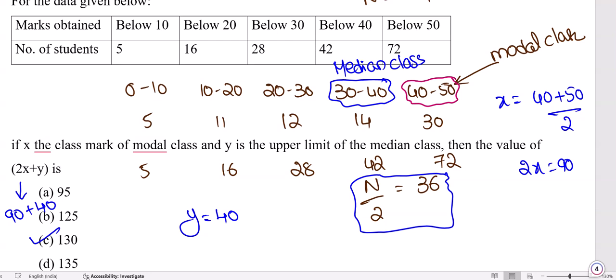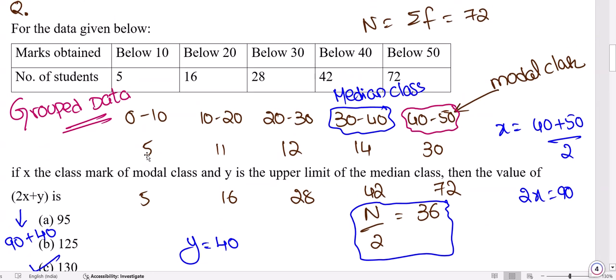This is ungrouped data. Many questions we solve are easy, but this is grouped data related stuff. So one of your friends asked 3 questions as doubts. All those 3 questions are addressed. Now any other doubt from your end, please.